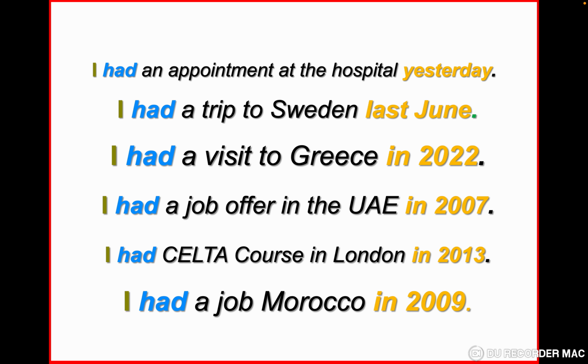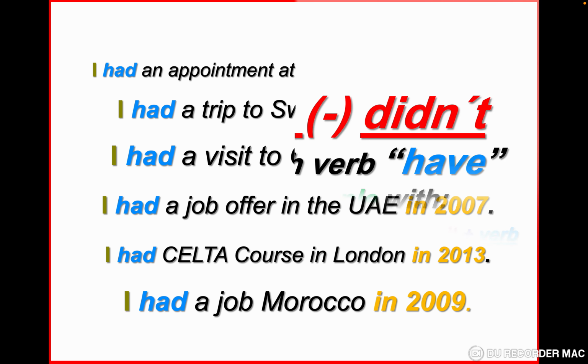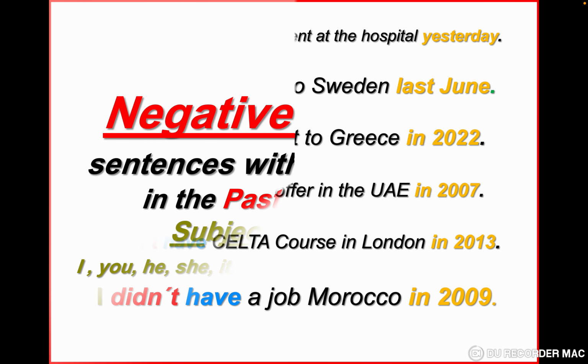I had a job in Morocco in 2009. So there is in missing before Morocco, please write it. I had a job in Morocco in 2009. Let's see more examples. Now negative form.